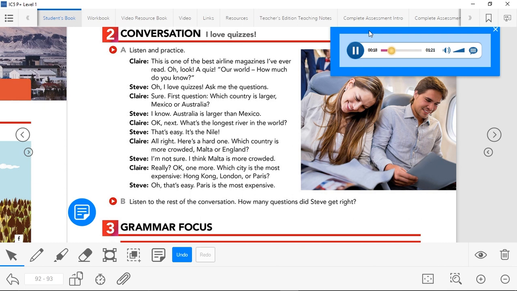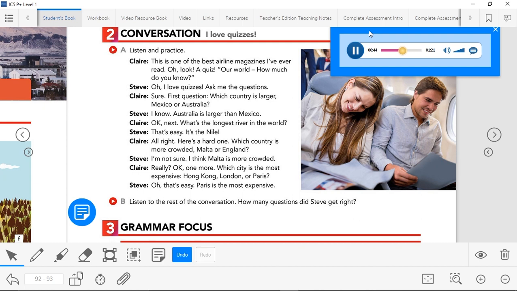This is one of the best airline magazines I've ever read. Oh, look, a quiz. Our world. How much do you know? Oh, I love quizzes. Ask me the questions. Sure. First question. Which country is larger, Mexico or Australia? I know. Australia is larger than Mexico.